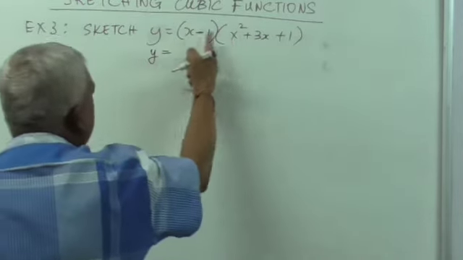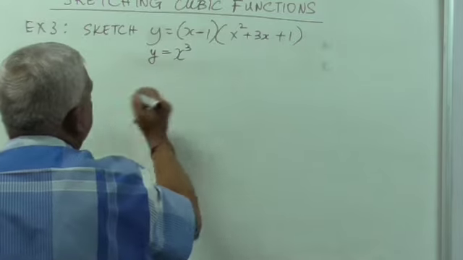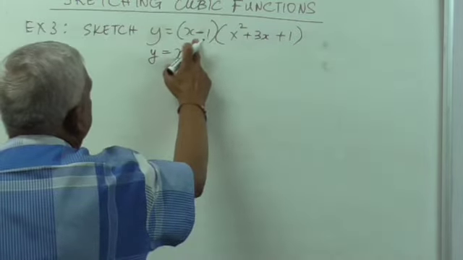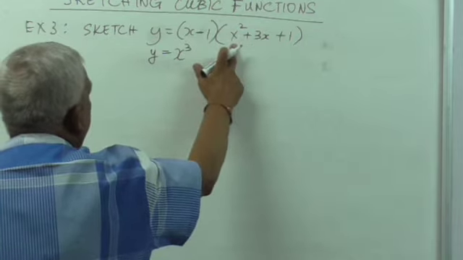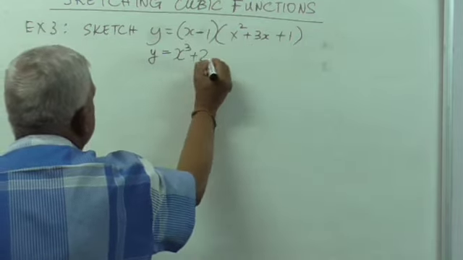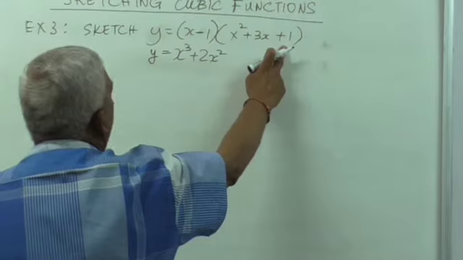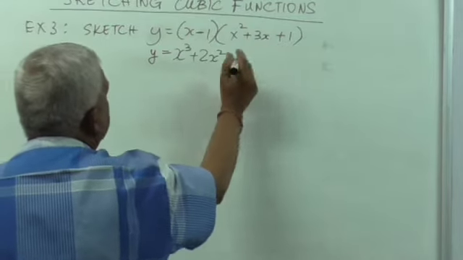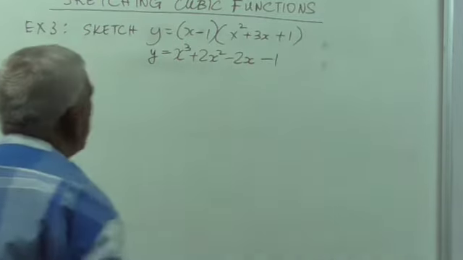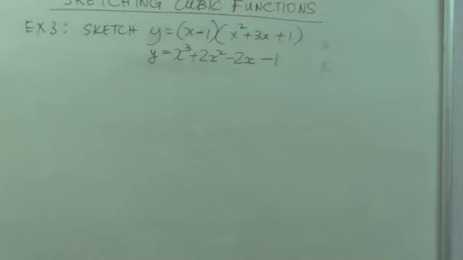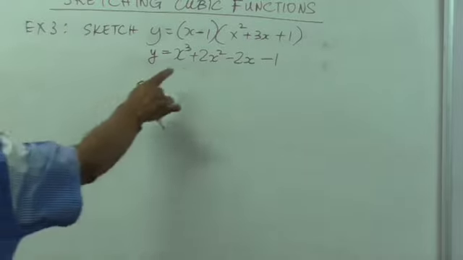So if I multiply this out, x times x squared will give me x cubed. X times 3x will give me 3x squared, minus 1x squared will give me plus 2x squared, and then x times 1 will give me 1x, minus 3x will give me minus 2x, and then finally minus 1. So let's see if that is correct. X cubed plus 2x squared minus 2x minus 1. Yes, that's correct, because we'll need this for deriving.